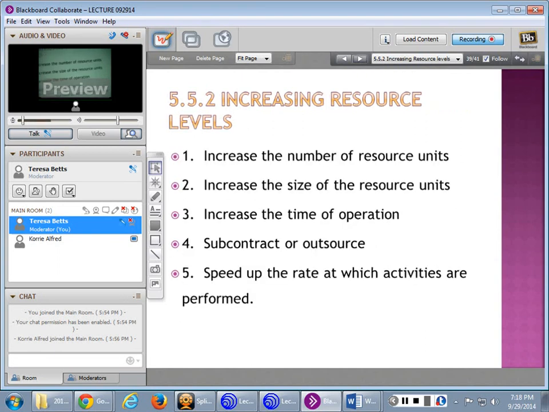If we want to increase resource levels, we have some options. We were talking about that earlier. What options would you take? Would you really hire one more person? Well, you can increase the number of resource units, so you can just hire more people. Okay. You can increase the size of the resource units. If we're talking about labor, maybe instead of working 8 hours a day, they work overtime, and now it's 10 hours a day. Okay. You can increase the time of the operation.